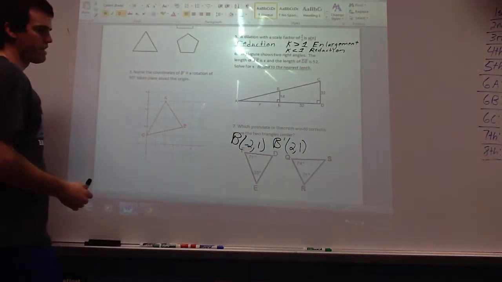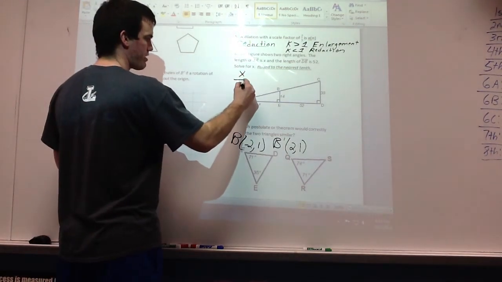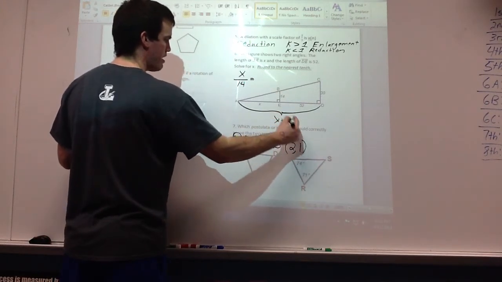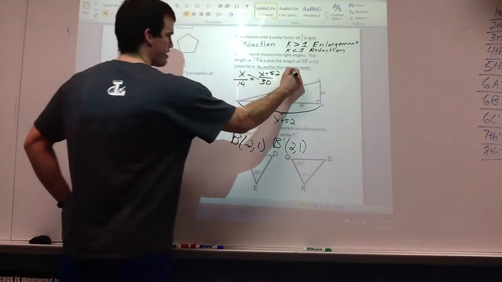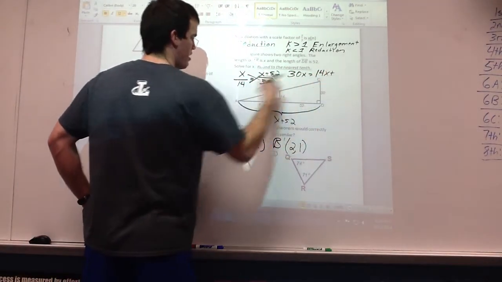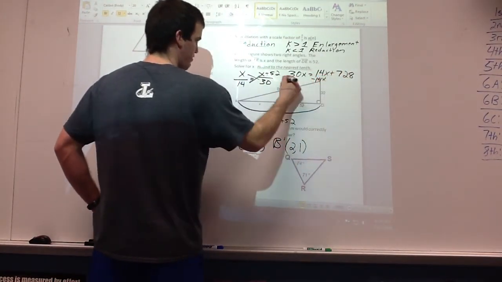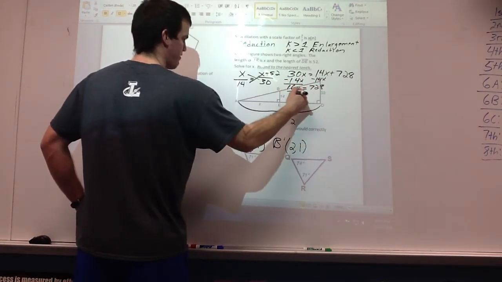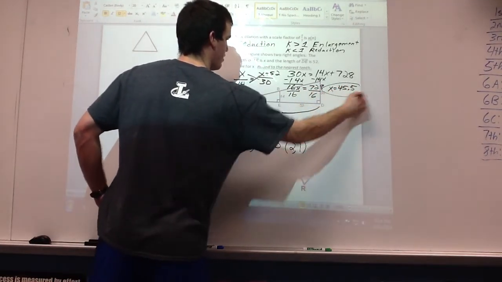Alright, the next problem, problem number 6. We looked at this one in class, but to solve this, set up a proportion. So my proportion is x over 14 equals, I now have to incorporate this whole side, which is x plus 52. So I have x plus 52 over 30. To solve, cross multiply, 30 times x is 30x, equals 14 times x, which is 14x, plus 14 times 52, we have to distribute there, which is 728. Subtract 14x from both sides. So I'll have 16x equals 728. Divide both sides by 16. So x equals 45.5.